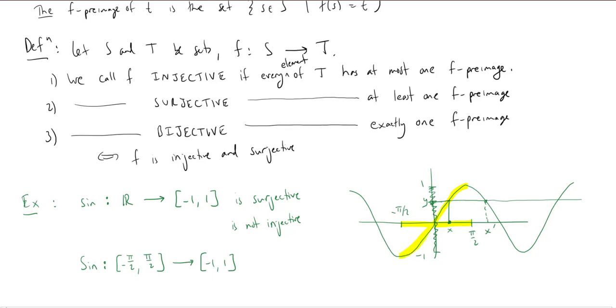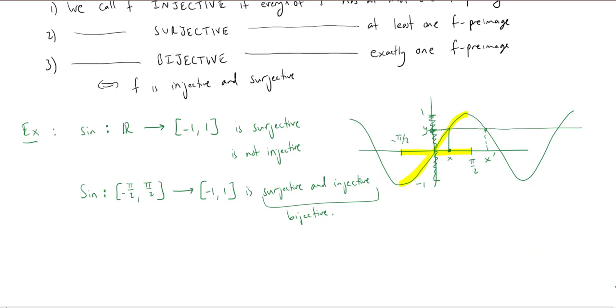So this would be surjective, right? I still get everything between -1 and 1, and an injective map. And because I have both of them, this would now be bijective. So this is a common thing we're going to do. We start with some function which we know is surjective, but not injective. We restrict the domain until it is injective. All right, let's do another example.